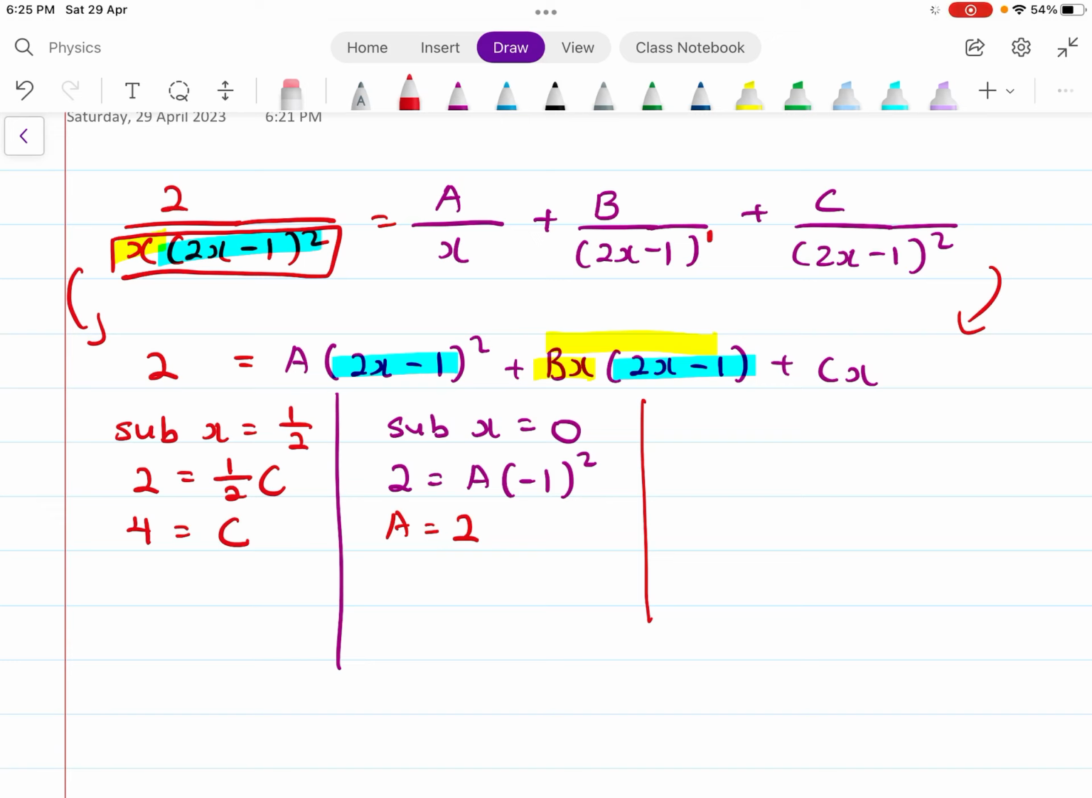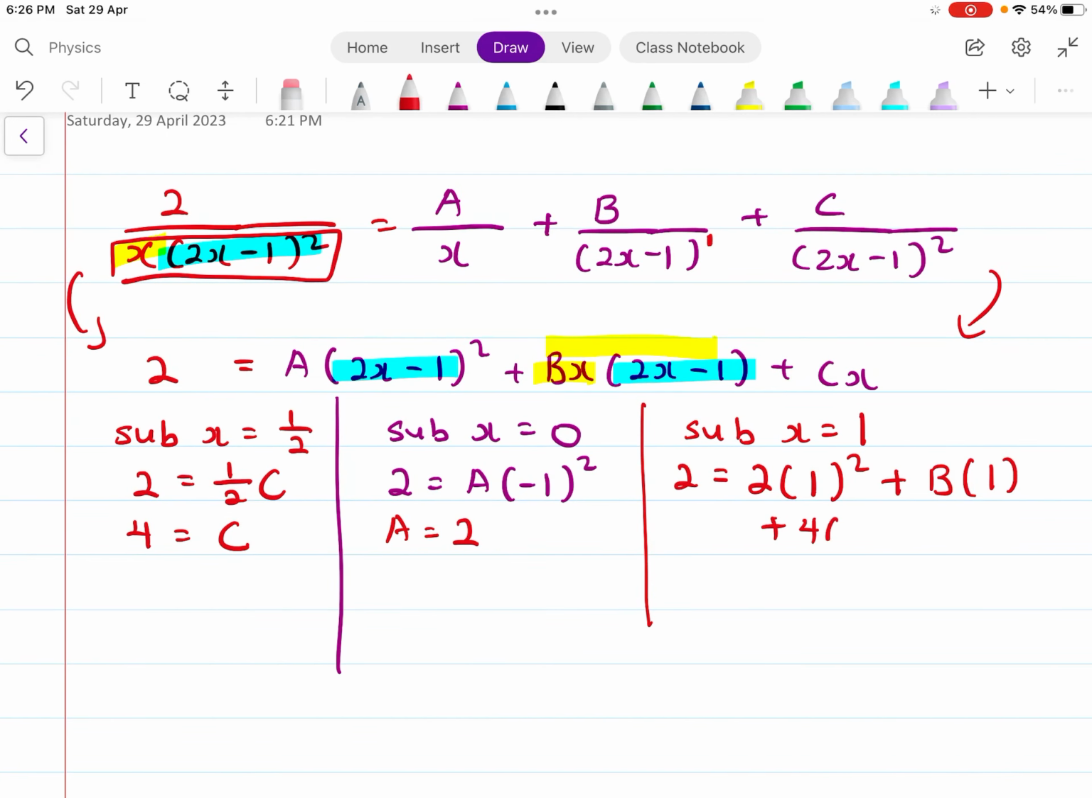Okay, for the last value, you can simply sub in any number. For example, I'll just do the easy way out. Sub x equal to positive 1. So left hand side 2, right hand side is A, I quote 2, then 2 times 1, 2 minus 1, 1 squared, plus B, because B times 1 is B, so next will be 2 minus 1, 1. The last one, C, I quote the answer, 4 multiplied by 1. So when you do that, left hand side you'll get 2, right hand side 2 plus B plus 4. Then you just solve for B, so B is equal to negative 4.